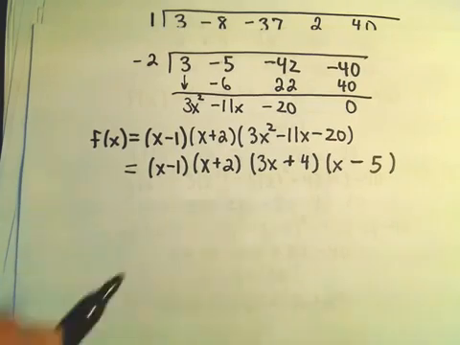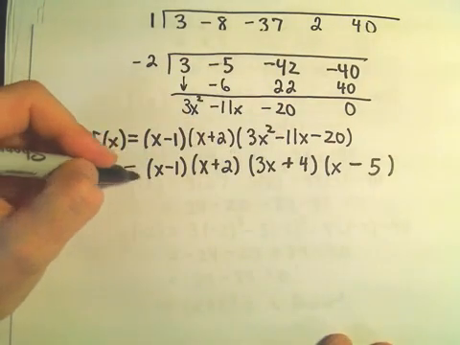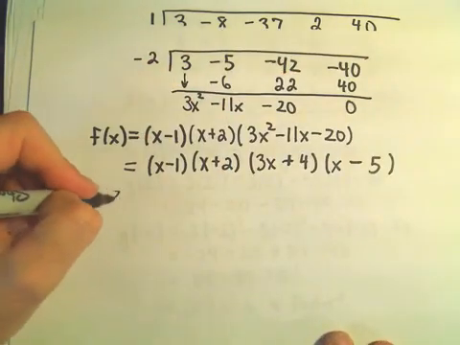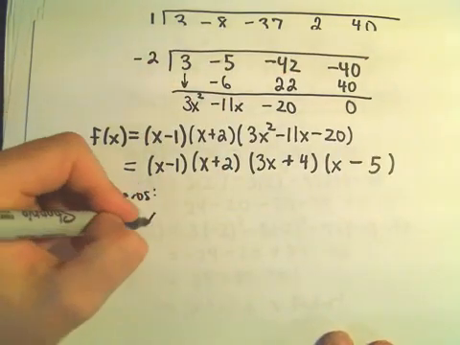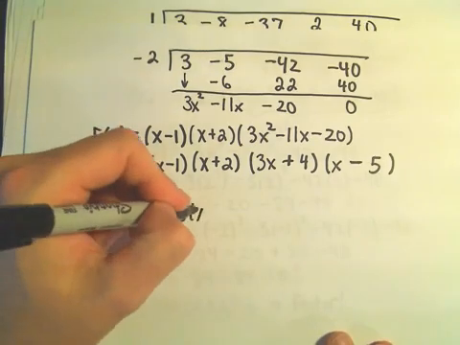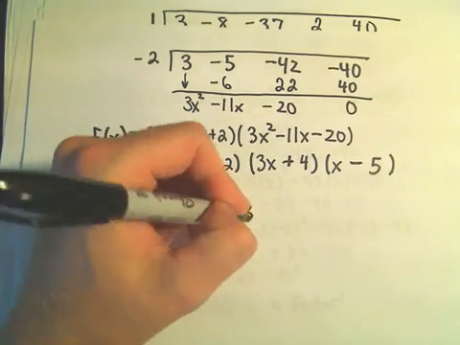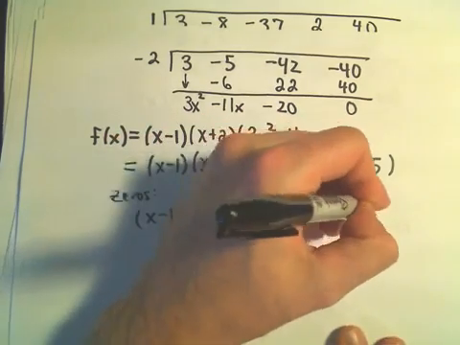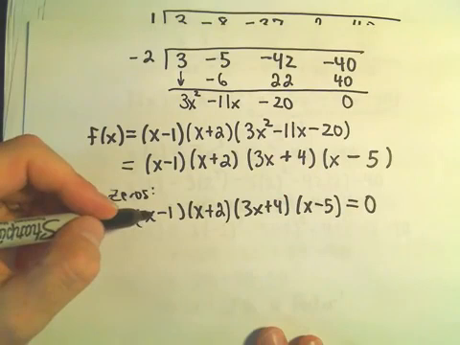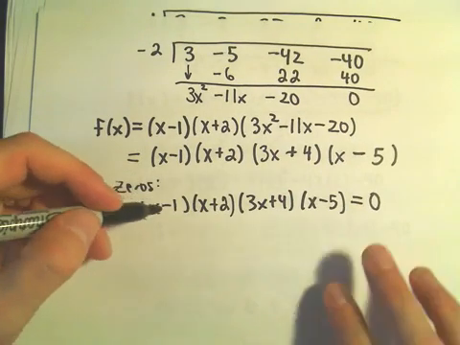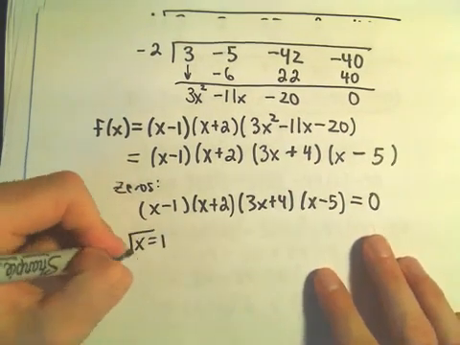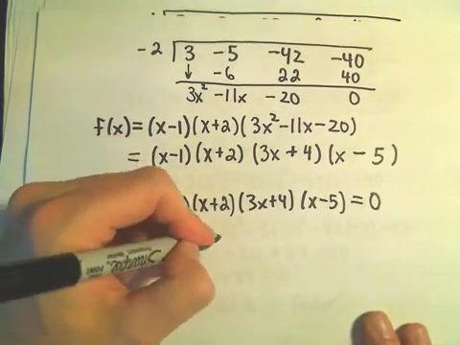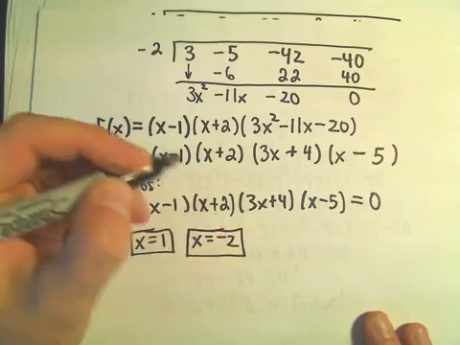So if we want to find the zeros, again, we just set this whole polynomial equal to 0. So x minus 1 times x plus 2 times 3x plus 4 times x minus 5 equals 0. And then if we set each factor equal to 0, well, if we set x minus 1 equal to 0, we'll add and get x equals 1. Since x plus 2 was a factor, we said that that means that negative 2 is a 0.